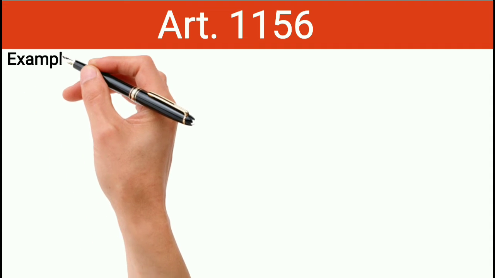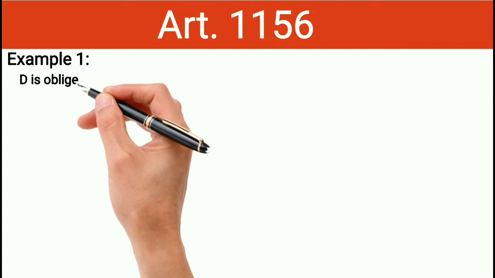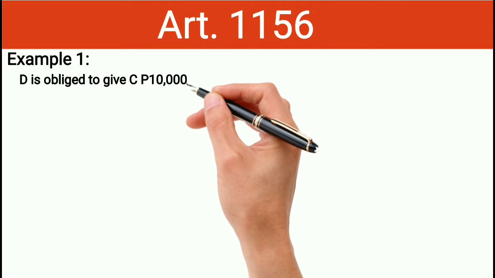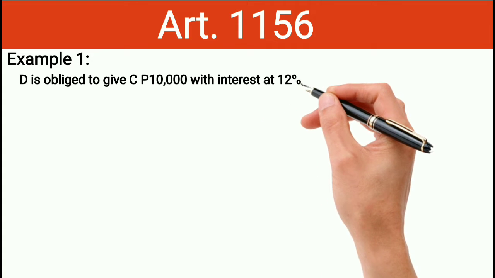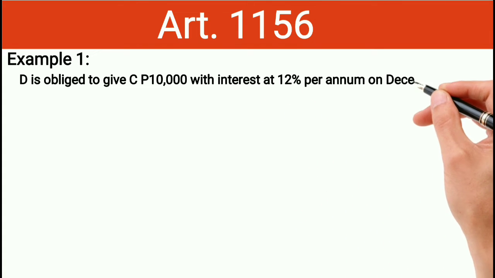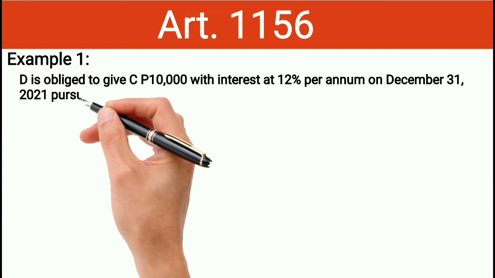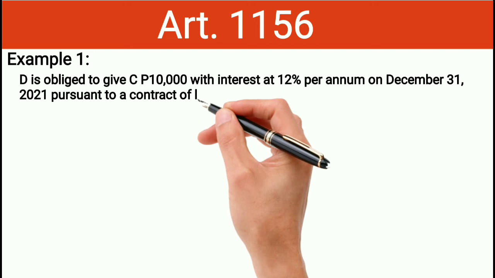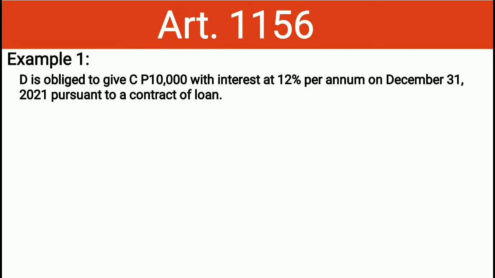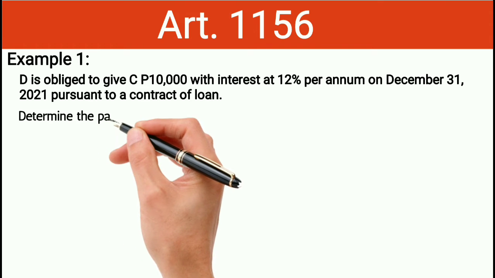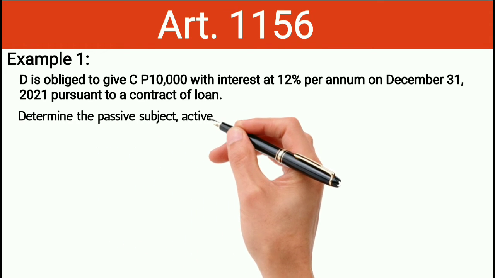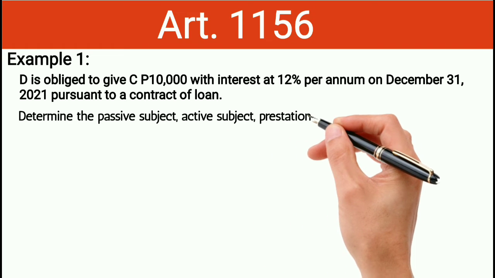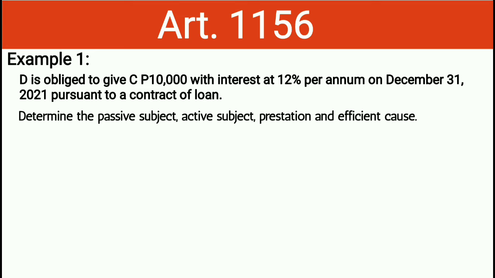In order for you to better understand the requisites of obligation, I will give you examples. Example number 1. D is obliged to give C 10,000 pesos with interest at 12% per annum on December 31, 2021, pursuant to a contract of loan. Determine the passive subject, the active subject, the prestation, and the efficient cause.